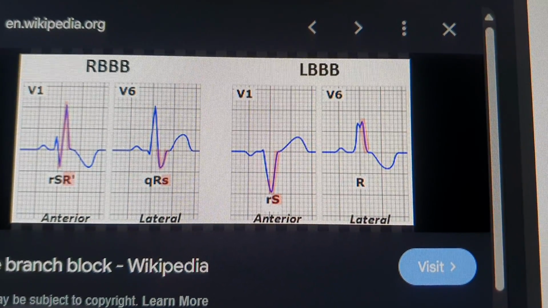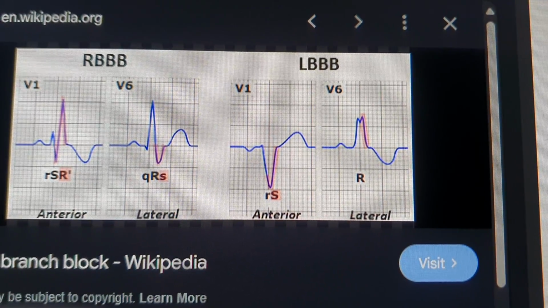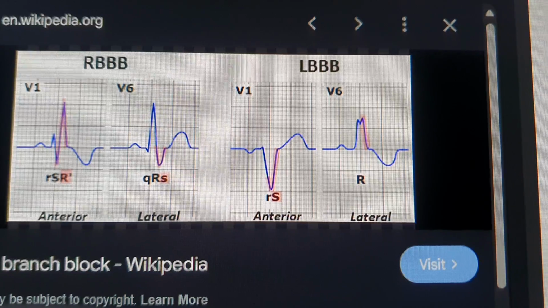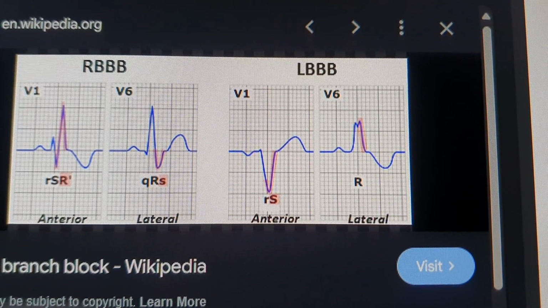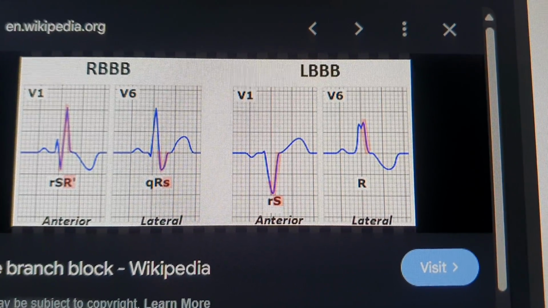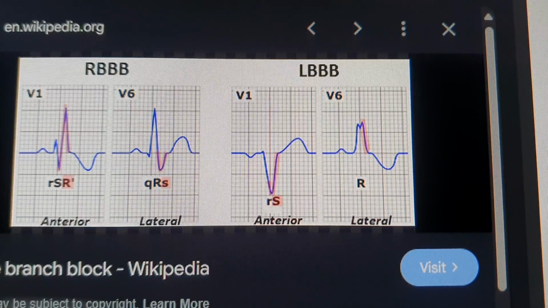Now, why is it important? It is important because the RBBB morphology of PVC is more concerning, with more risk for structural heart disease, and therefore RBBB PVC is more concerning than a left bundle branch block pattern premature ventricular contraction.